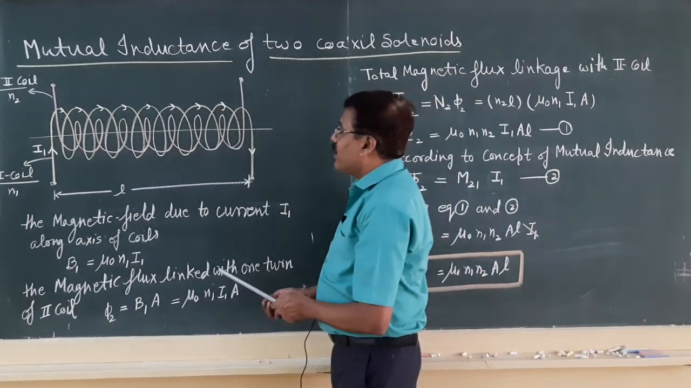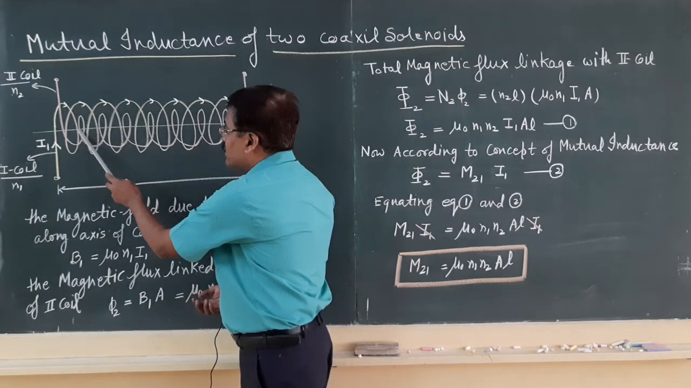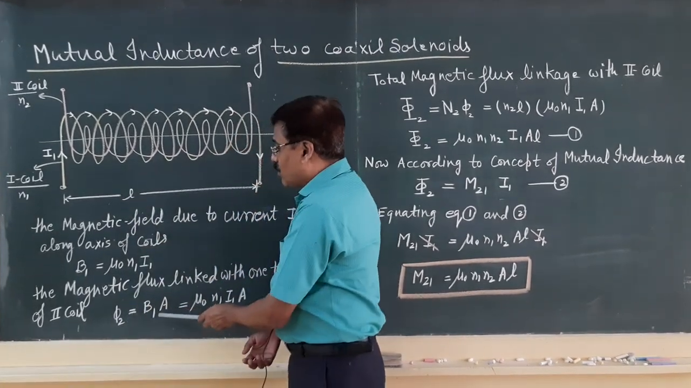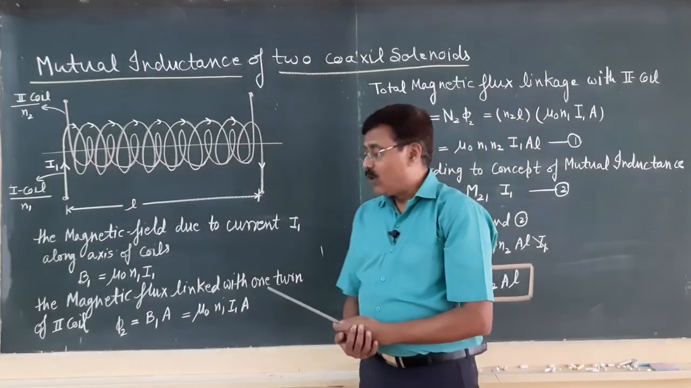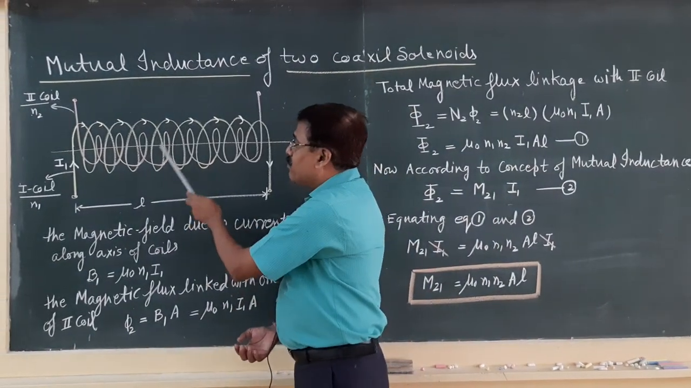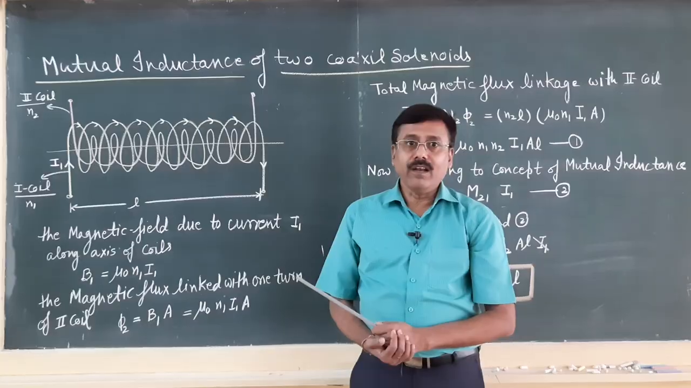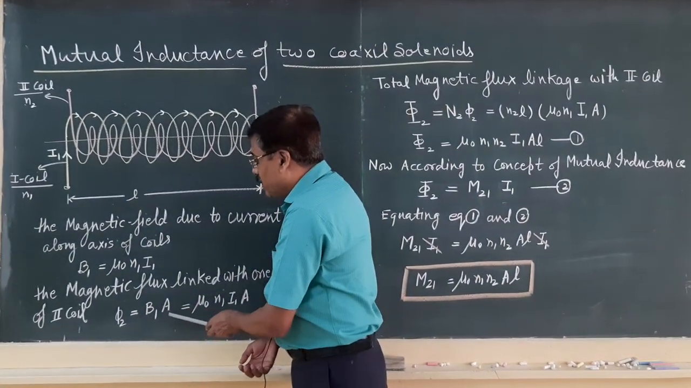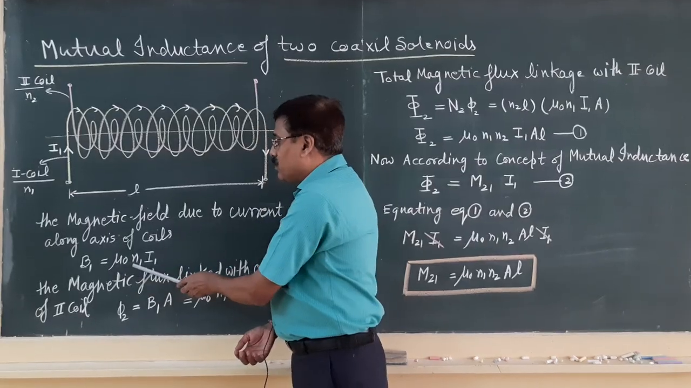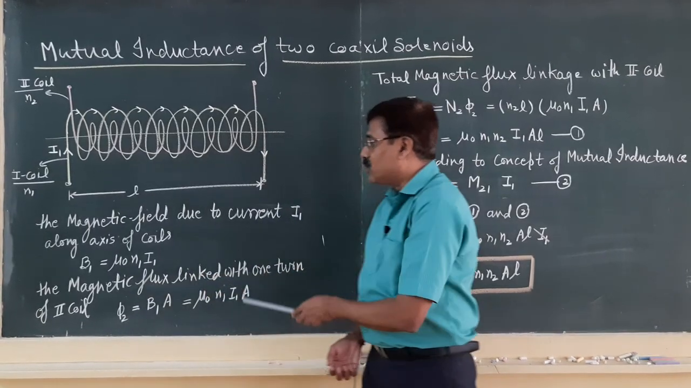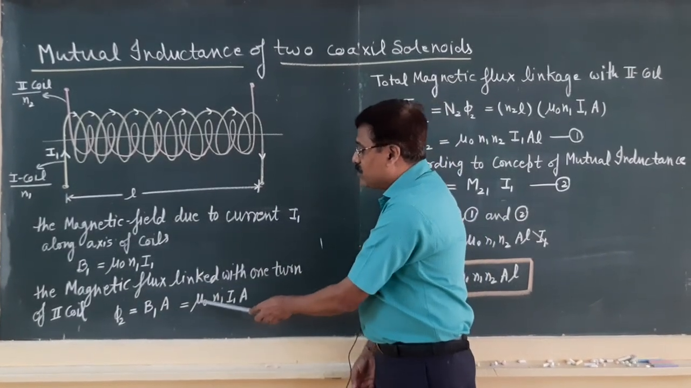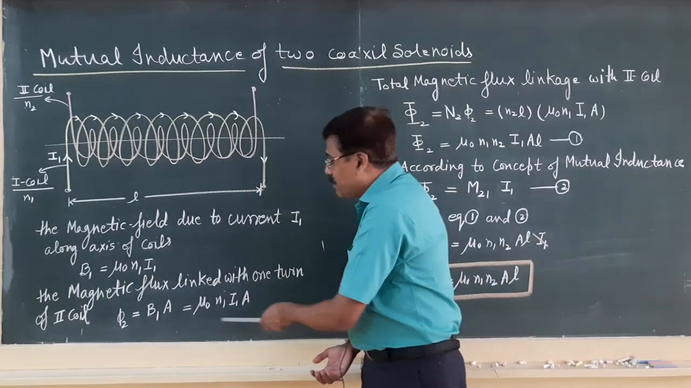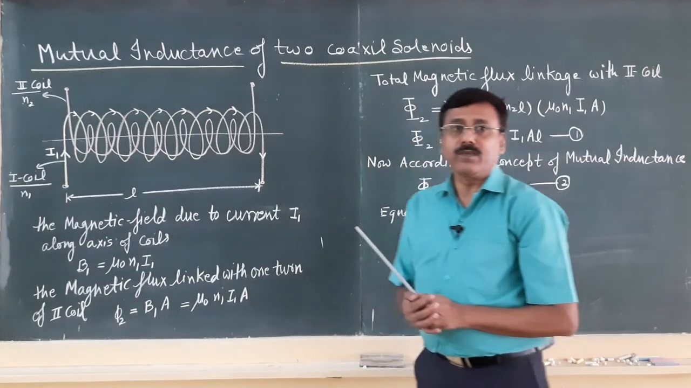What will be the magnetic flux linkage with one turn of the second coil? It will be phi 2 = B1 A. What is A? A is the area of the coil of the second solenoid. So, phi 2 = B1 A, where B1 = mu 0 N1 I1. When you put in the value, phi 2 = mu 0 N1 I1 A. So, this is the magnetic flux linkage with one turn of the second coil.